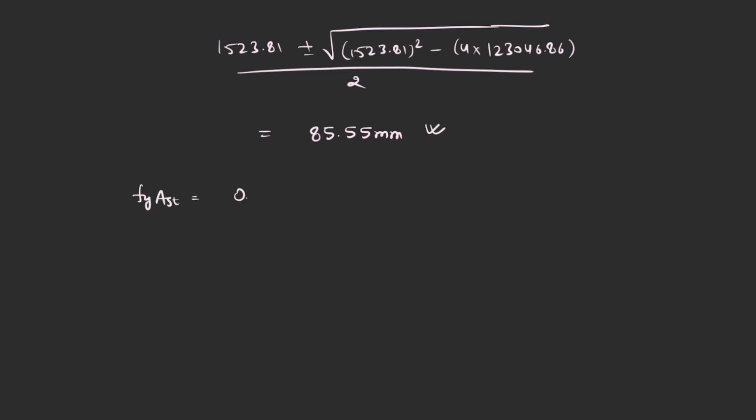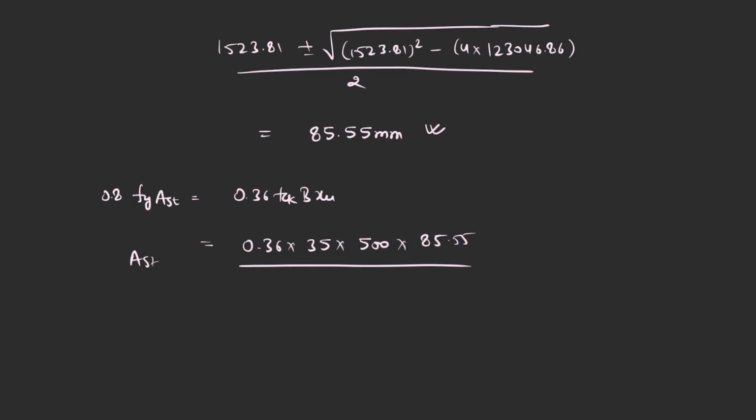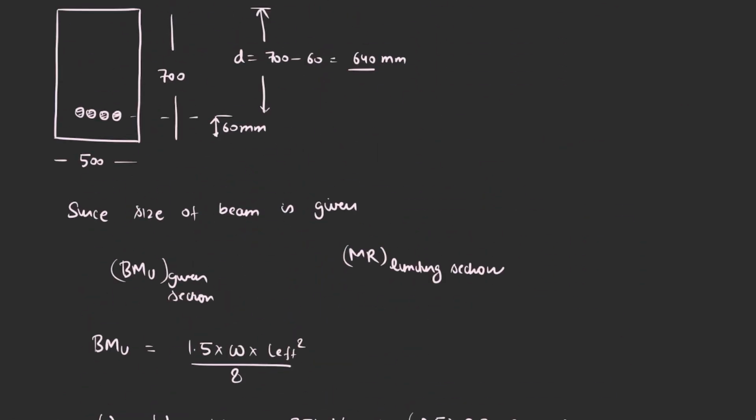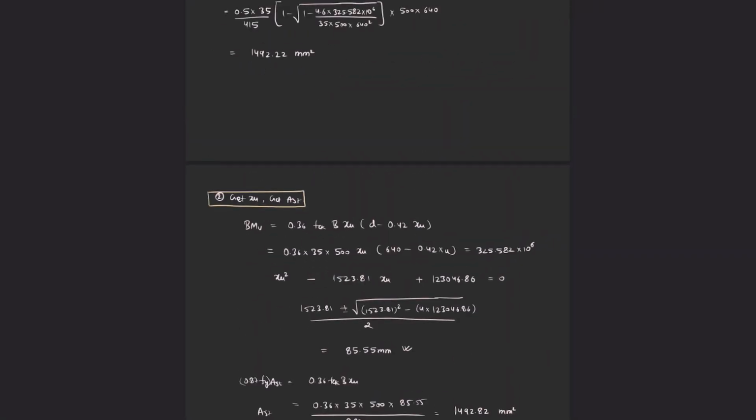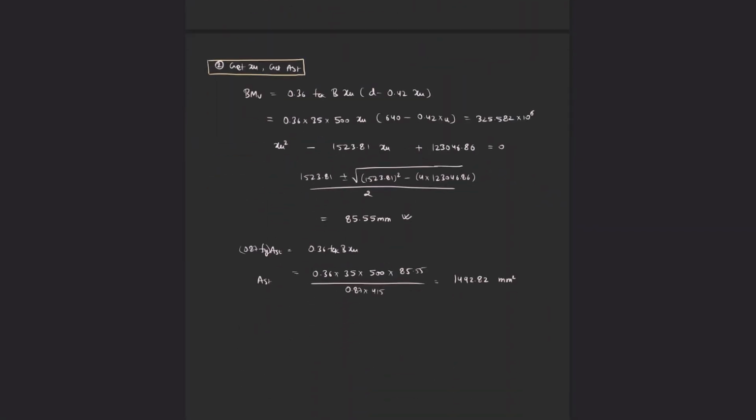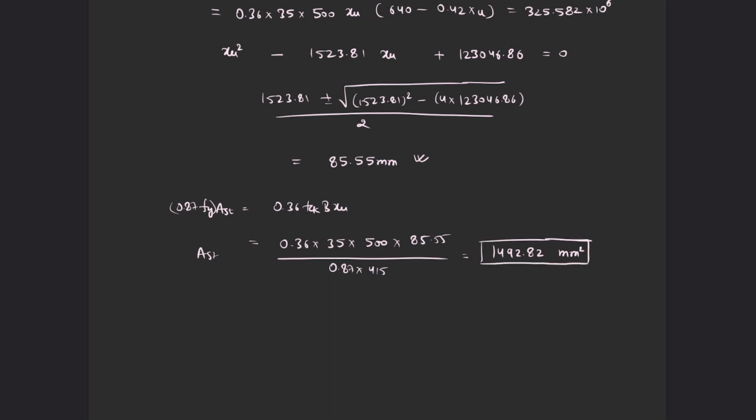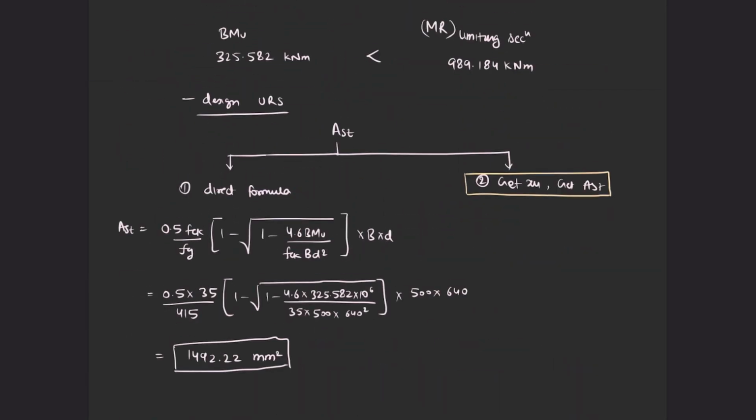Now we have to equate the tension force to the compression force: 0.36 FCK B into XU divided by 0.87 Fy. I forgot to write 0.87. Fy is 415 because the grade is Fe415 steel. After this, we are going to get our value the same. There is a slight difference in decimals, which is due to the error of the values we approximated while solving through the Sridharacharya formula. If you have a good calculator, then you will directly find the exact answer.